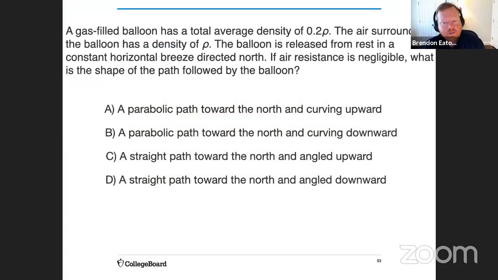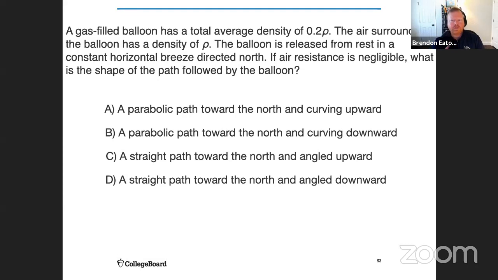First question says, a gas-filled balloon has a total average density of 0.2 rho. The air surrounding the balloon has a density of rho. The balloon is released from rest in a constant horizontal breeze directed north. If air resistance is negligible, what is the shape of the path followed by the balloon?